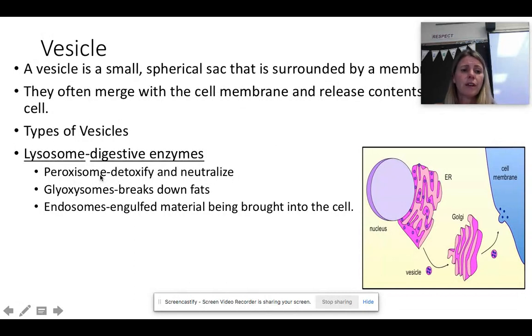Peroxisomes are actually found in plants. They're going to detoxify and neutralize harmful chemicals that the cell makes. A lot of times you even find vesicles that are kind of like the waste or recycling bin inside the cells, and they take all the waste and they recycle it. That's what peroxisomes do. Glycosomes, endosomes. Endosomes are going to be important for taking in large material. So they'll actually take in material, they'll eat things and digest it.